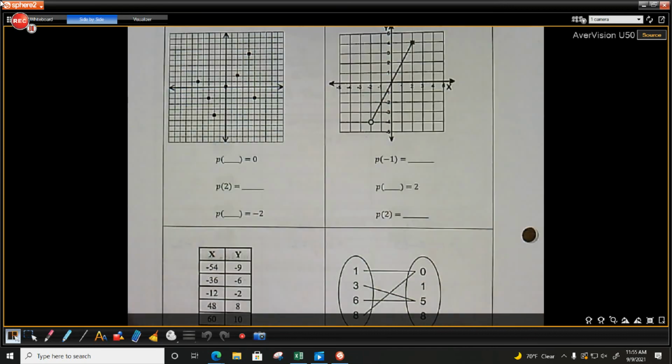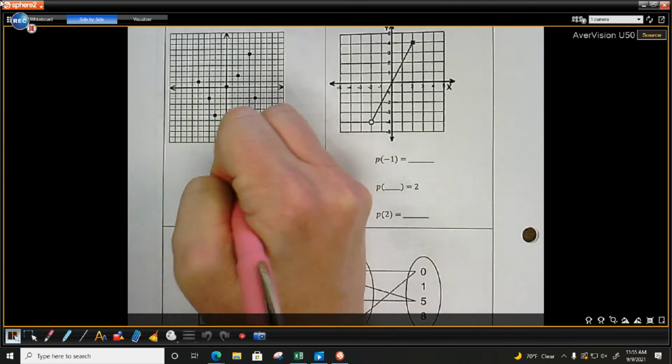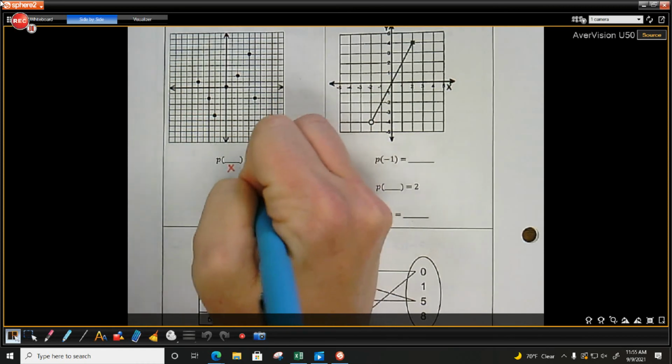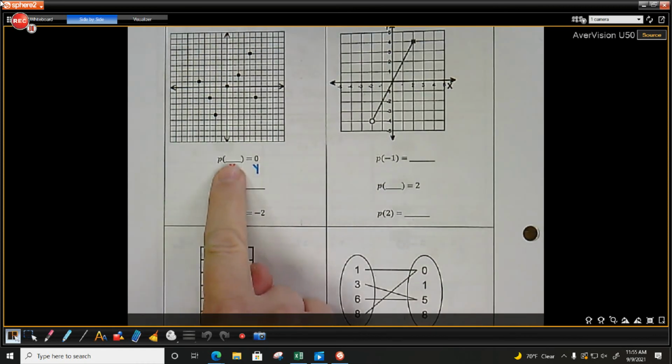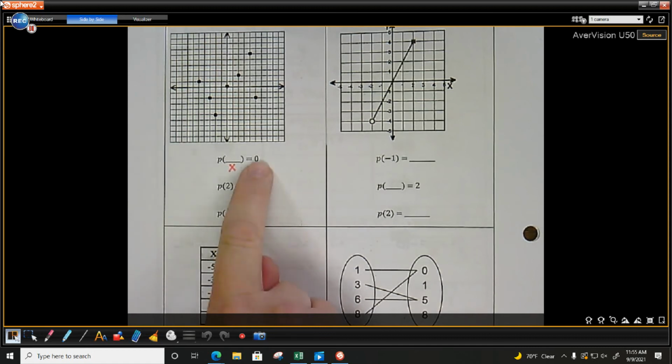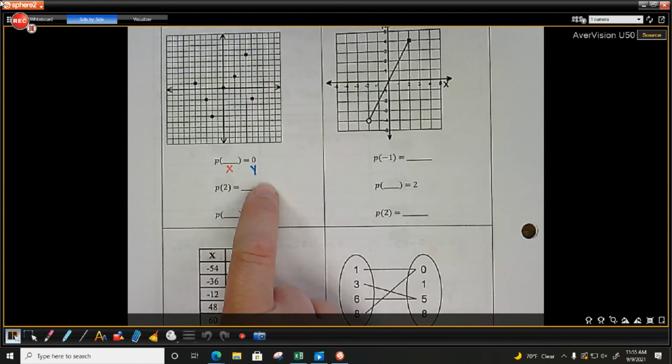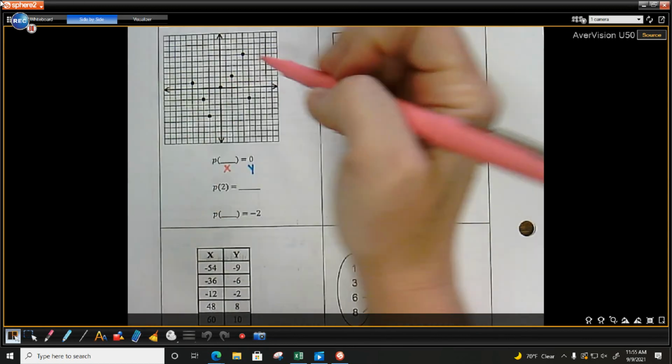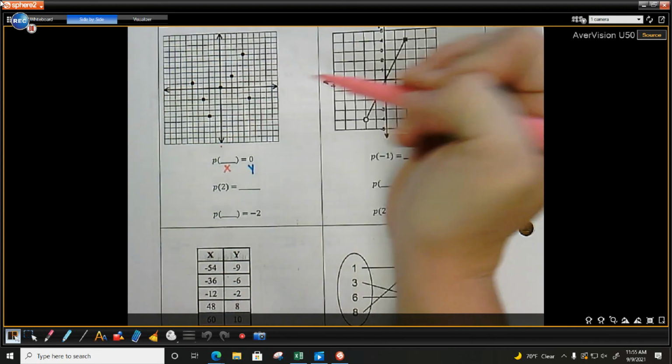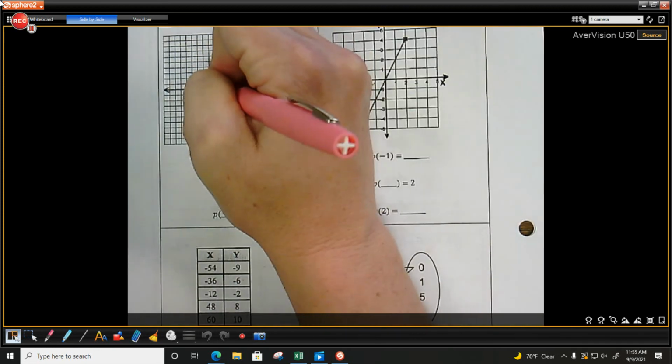Okay, we're going to be done with the calculators now, and now we're going to look at graphs and tables and mapping diagrams. Okay, so P of x equals 0. So I don't know my x value, but I know it equals 0. So I know the y value is 0. Okay, so I'm going to look at my graph and find a point where it has a y value of 0. Okay? So y value of 0 would mean I didn't move up and I didn't move down at all. Oh, right there. Doesn't that point right there have a y value of 0? What's that x value? 0.